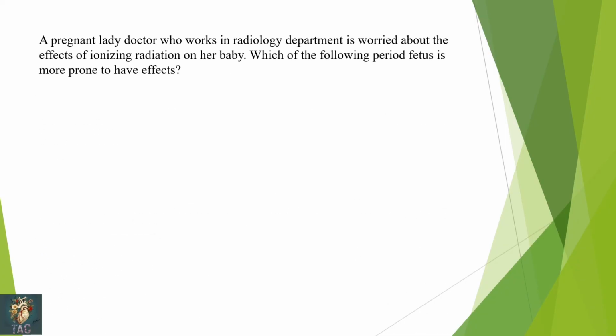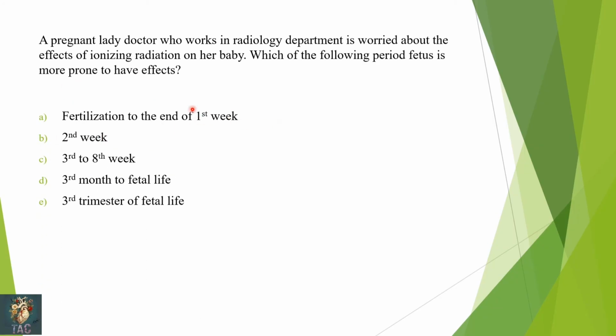Next is a pregnant lady doctor who works in the radiology department and is worried about effects of ionizing radiation on her baby. Which of the following periods is the fetus more prone to have effects? That is fertilization to end of first week, second week, third to eighth, third month of fetal life, or third trimester of fetal life. Please remember, the 3rd to 8th week is basically the period of organogenesis, and the fetus is more vulnerable to having effects by ionizing radiation during this time. So this is the answer to the question.